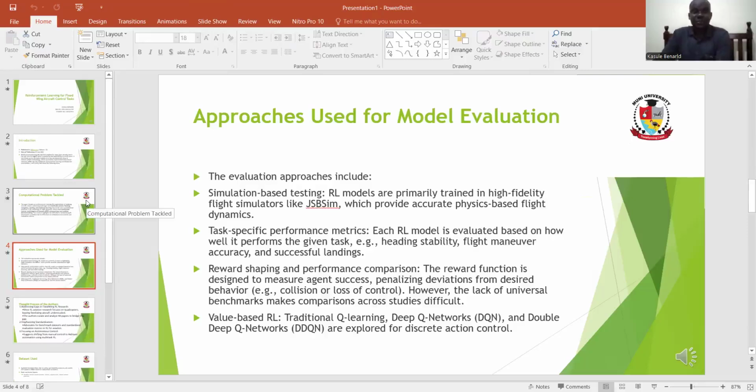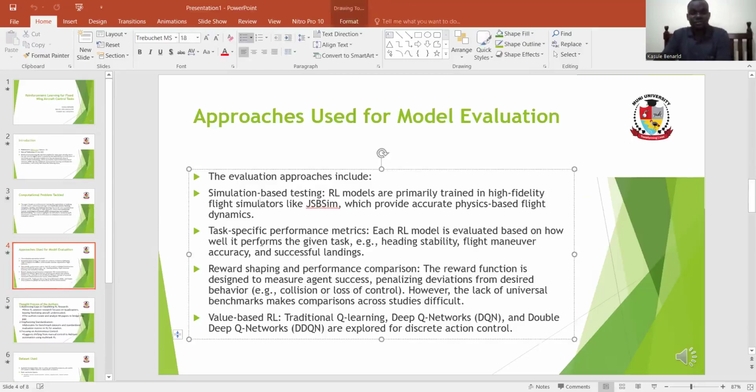So I also talk about the approaches used for model evaluation. Simulation-based testing: the RL models are primarily trained in high-fidelity flight simulators like JSBSim, which provide accurate physics-based flight dynamics. That is the main purpose of JSBSim.